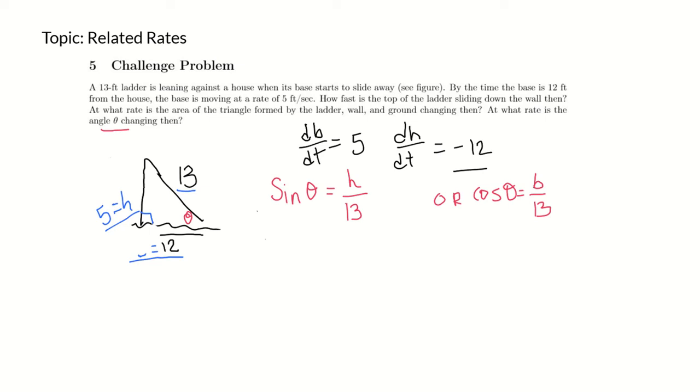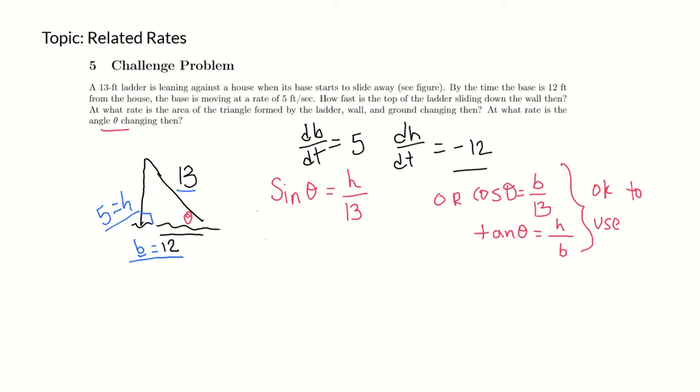And we could even use tangent of theta, which is the opposite side over the adjacent side, so that would be h over b. You don't really want to because it has an h and a b in it, so the sine and cosine formulas are simpler. So both of these are okay, but let's just use sine of theta. Okay. So for a theta problem like this, we're just looking at some way that we can compare theta in an equation to the h or the b or the 13.